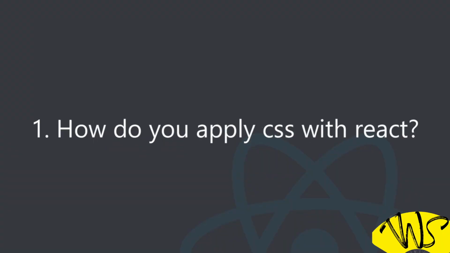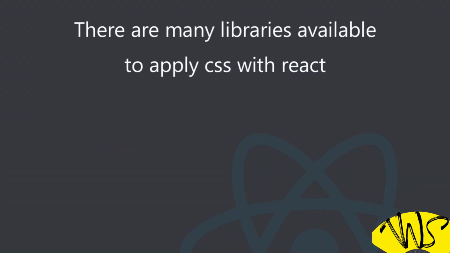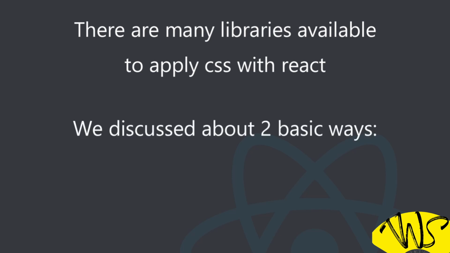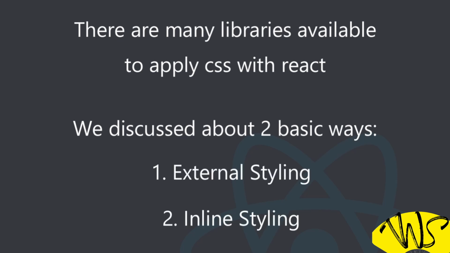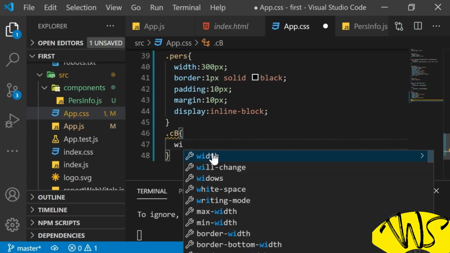So the question here is, how do you apply CSS with React? Well, there are many ways. Libraries are also available. You use third-party libraries. We will also see some Bootstrap getting applied in a project work. But at the moment, we are discussing the two basic ways. The first way is we use the external styling, and the second is inline styling. So here, for example, that's what we tried.